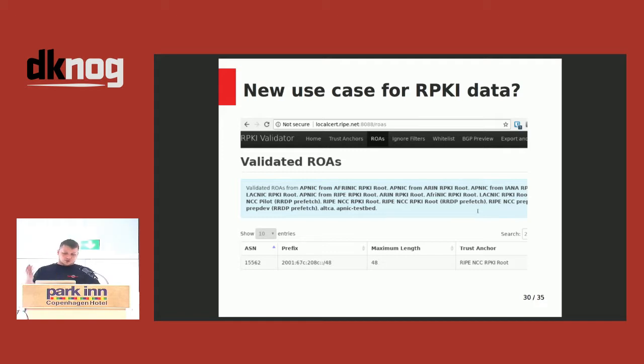There's many ways to access RPKI data. You can install a validator, as it's called, yourself, which will work with the system to download data, verify it cryptographically, and then make it available to you in some computer parsable format. Or you can use a hosted validator instance. The point is, this data is cryptographically verifiable. It can only be created by the owner, so it's really high quality data.